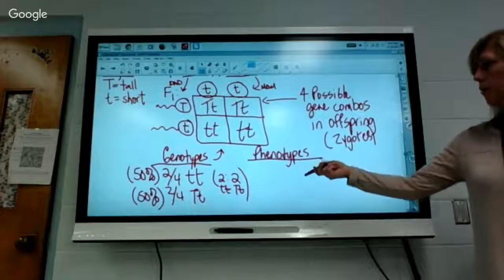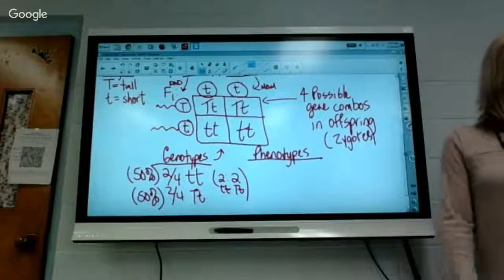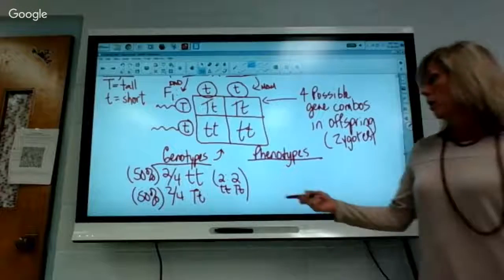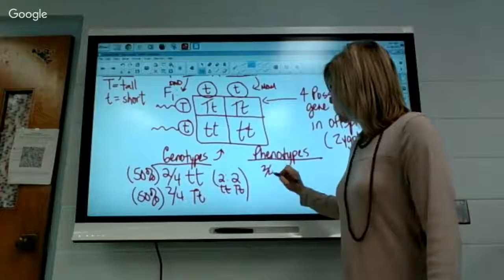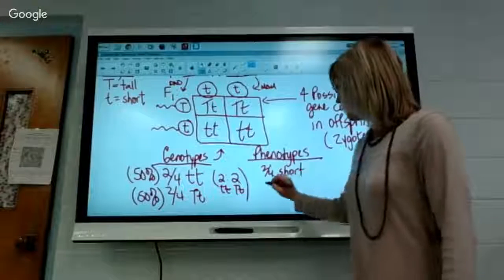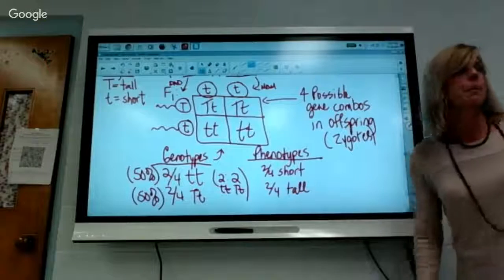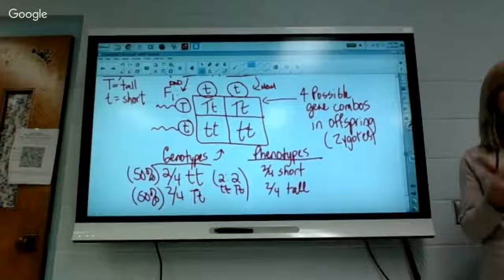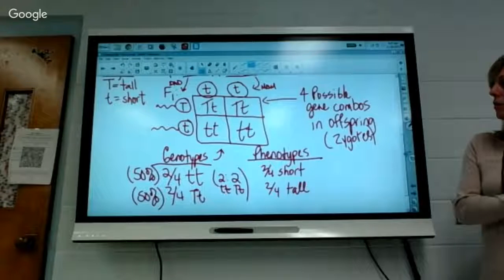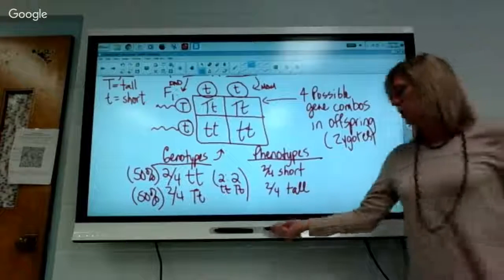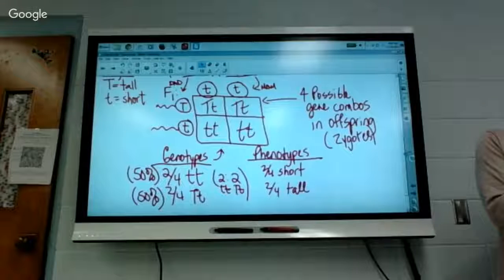Okay, so tell me, pheno, what do these kids look like? We don't say, oh, look at those little t's. Yep, so we've got half short, half tall. So 2/4 short, 2/4 tall, or 50-50 or 2 to 2. Okay. Well, you may even see 1 to 1 if they reduced it down. But the point is, they're half and half. Okay. That would get you 100 on that problem. Have all that. Okay. Any questions?